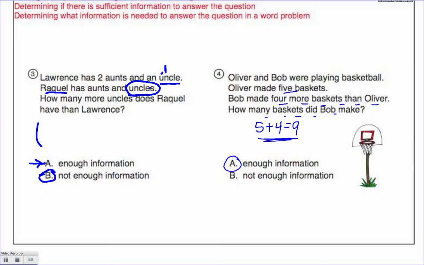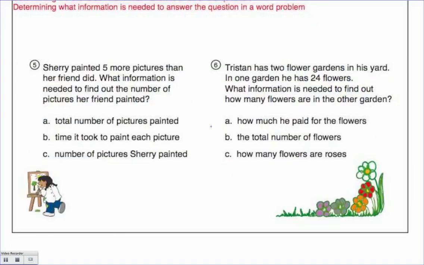Should have shown this on your paper. Don't forget to do that on your daily work and make sure this matches up with everybody else when you reach consensus, and you circle A for enough information. All right, let's move on. Numbers 5 and 6, these are both kind of similar to each other, so we'll do the first one together and you can try the second one on your own.